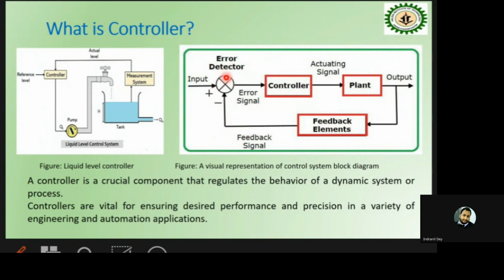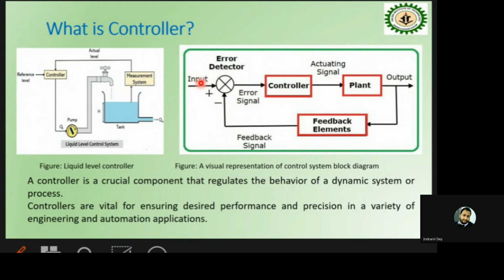This comparator is nothing but an error detector. It will find the difference between the plant output and the desired level of input. By combining these two, we generate an error signal. So what is the error? The error is nothing but the difference between the process output and the desired input. That will be the input to the controller. The controller will decide, according to the error, what type of control signal should be generated, and that directly affects the plant such that it will regulate the output to reach the desired level.